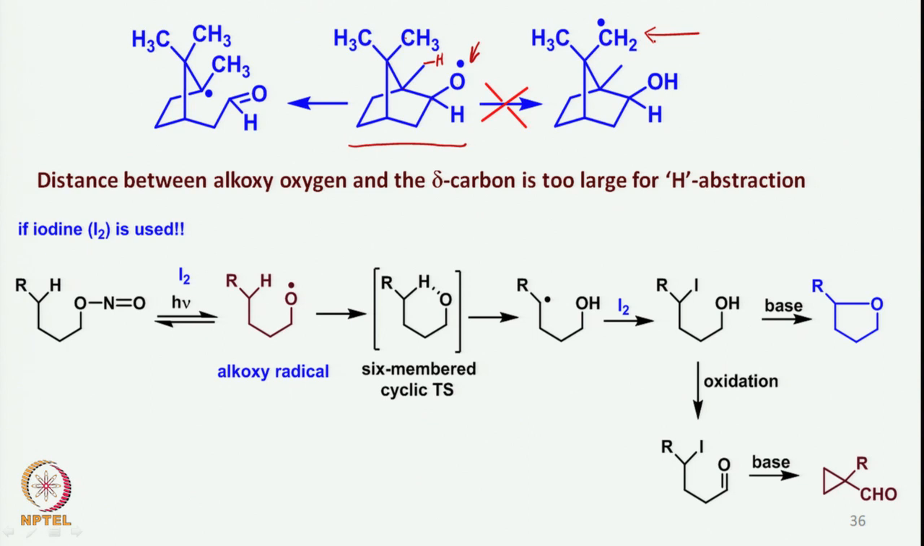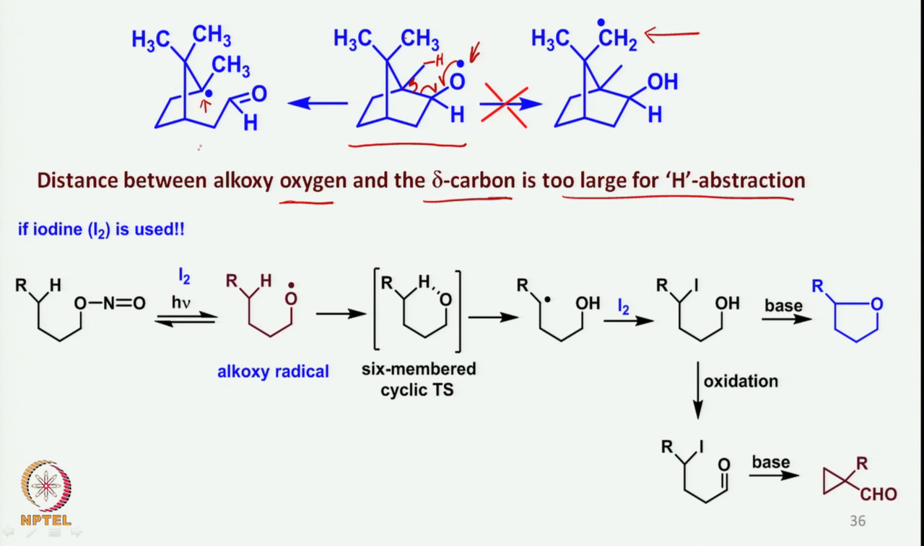But the distance and the approach of the oxygen to the hydrogen, if one looks at the model of this molecule, it is not easy to form this radical, because the distance between the oxygen and the delta carbon is too large for hydrogen abstraction. And therefore, this particular cleavage occurs in this fashion, that you break it and generate a radical on this particular carbon atom. So if one does not have a possibility of hydrogen abstraction, then there is a possibility of this kind of C-C bond cleavage.